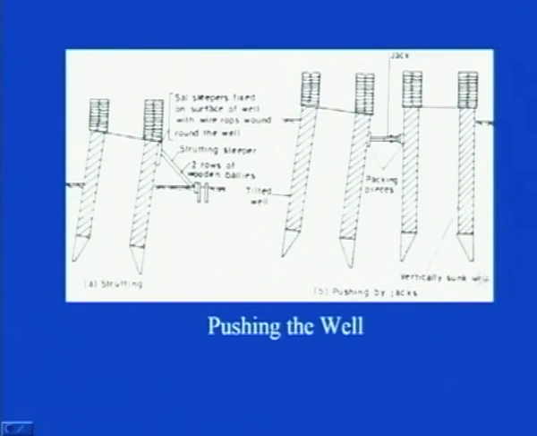Here it has been shown that with the help of wooden bullies this pull is being applied. However, if you have any vertically sunk well in the nearby area, then with the help of a jack you can apply that pull to the tilted one. So, you can see here two wells are there. One is a vertically sunk well and another one is a tilted well. With the help of a jack over here, the pull can be provided. So, two ways are there.